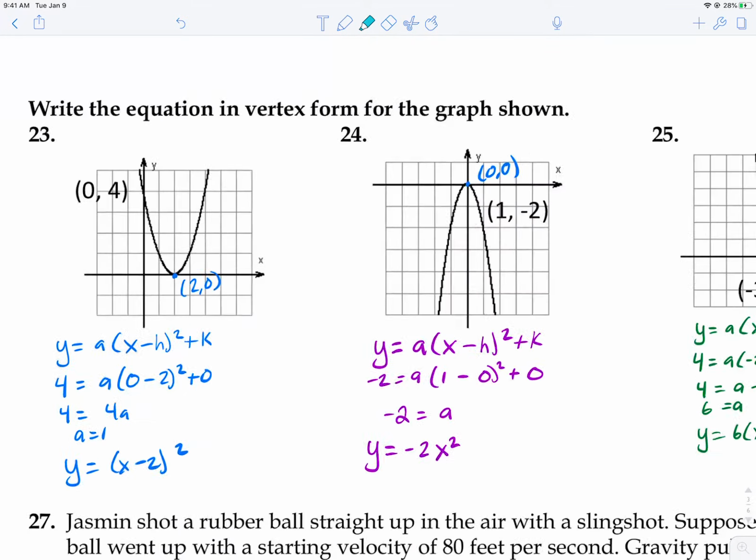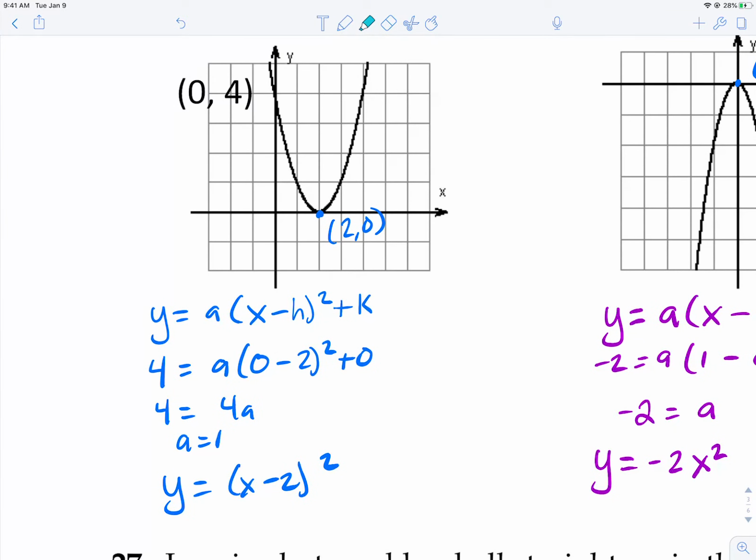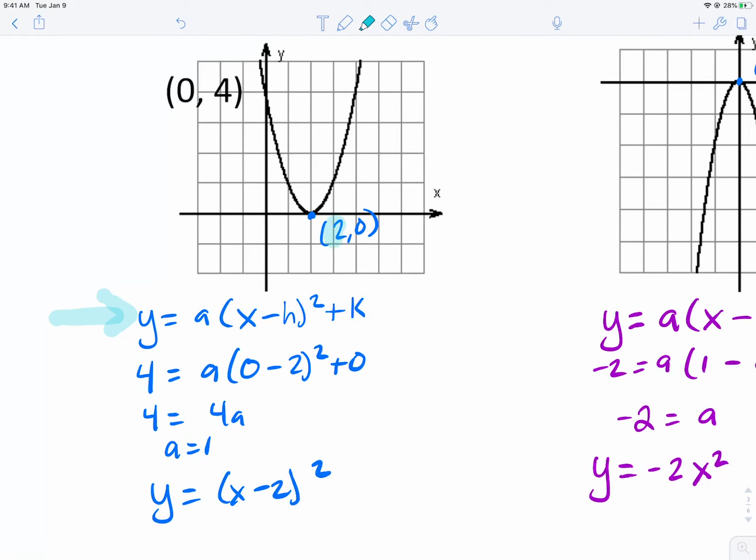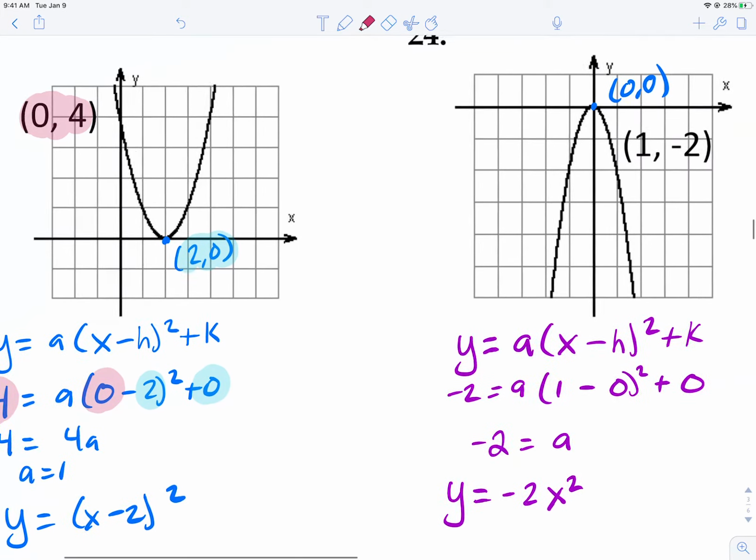Okay, number 23. So I always had to write this equation just so I could visually see where I was plugging everything in. So for 2, 0, that went here and here. And for 0, 4, they went here and here. If you simplify and solve for a, you get a equals 1. And then for your final answer, you only keep your vertex parts. You just put x and y back, and then a is 1. So it is y equals (x minus 2) squared.